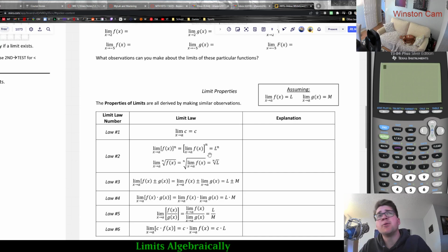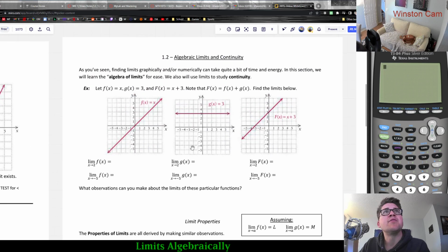In your notes, I left some room for you to try to write your own explanation of how you can think about it, but I'll go through it a little bit in this video. I wanted to start with a couple of examples of particular functions and their limits, specifically limits of just a variable x by itself, as well as limits of a constant.